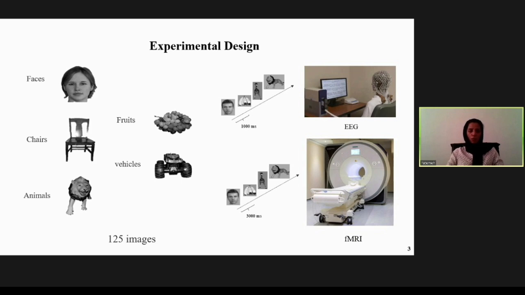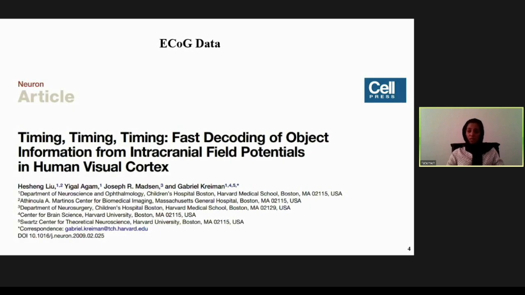The stimulus set included 125 images from the animal, chairs, face, fruit, and vehicle categories. There are 5 identities in each category, and the identities are presented in 5 different sizes or orientations. This is the exact stimulus set that was used to record ECoG data by Liu and colleagues in the Kreiman lab at Harvard Medical School in 2009. The experimental parameters are also designed similar to that of the ECoG data.